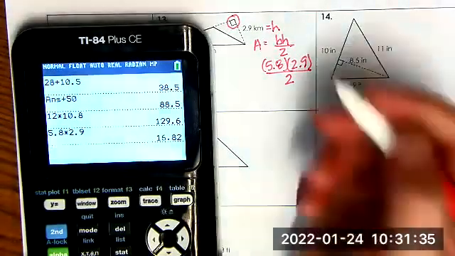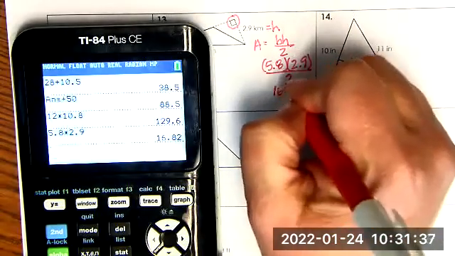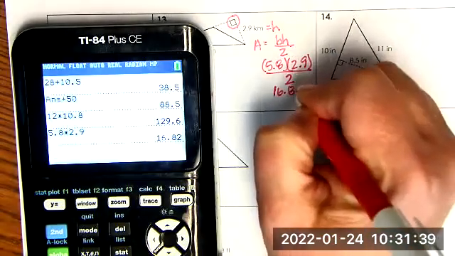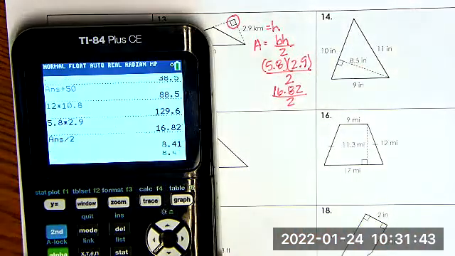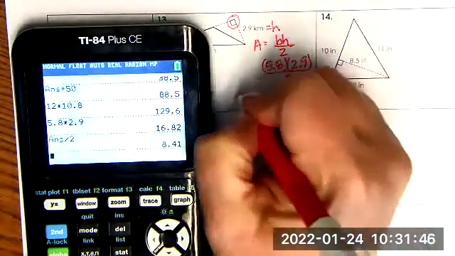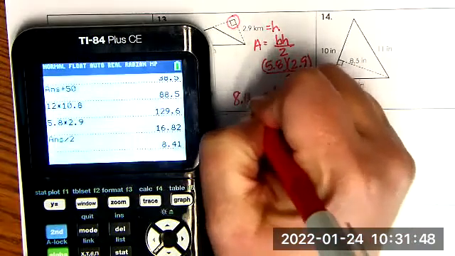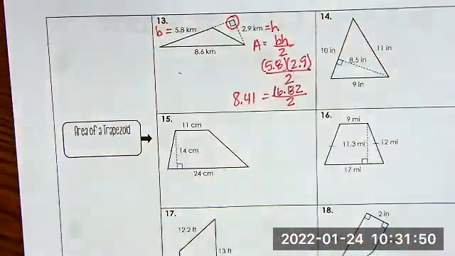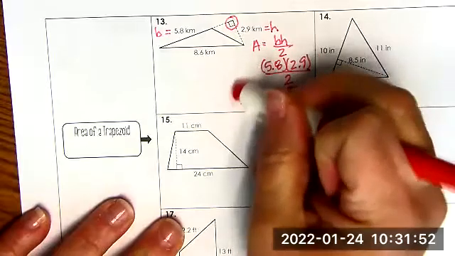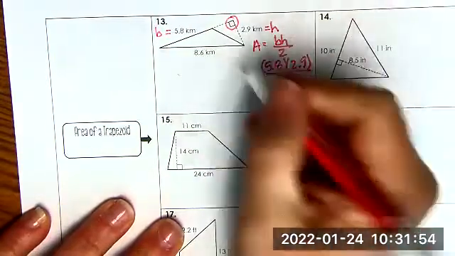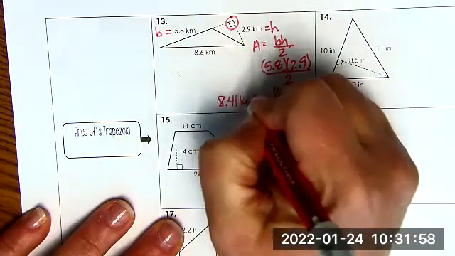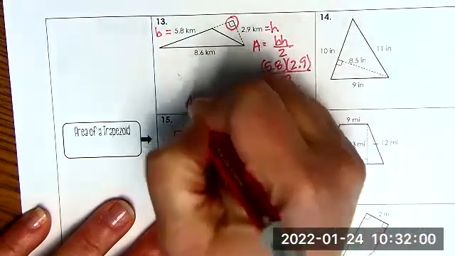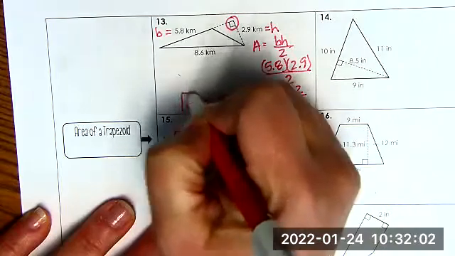2.9, enter. So that gives me 16.82 divided by 2. And that equals 8.41. Oh, I didn't leave space for the unit. 8.41 kilometers squared. That is what my area equals.